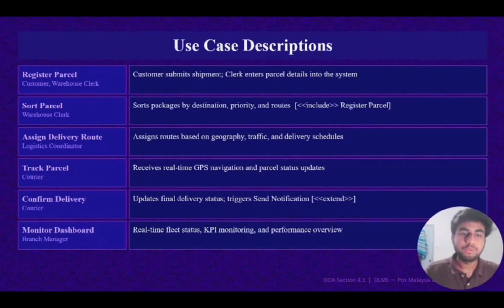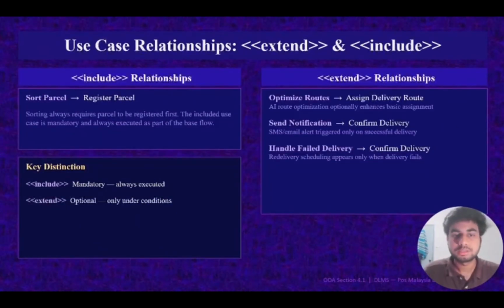So we can move forward. Our last slide is smart features. We also built in some smart logic, like a mandatory step. You cannot sort a parcel unless it's already been registered. Then we can move to the second one, optional extras. We use AI to optimize routes for faster delivery. And then handling problems. If delivery fails, the system automatically switches to a failed delivery mode to schedule a redelivery.